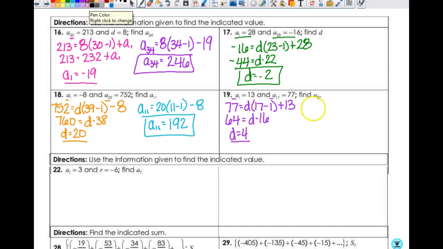Now I can find A27. That is equal to D, which is 4, times N, 27, minus 1, plus A1, which is 13. So A27 then is 117.